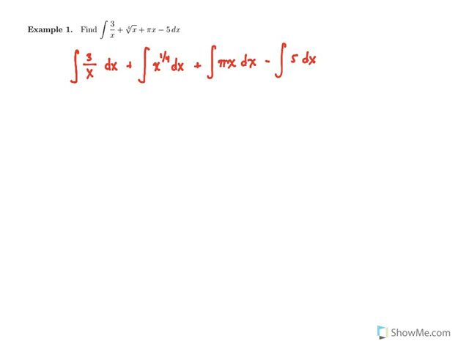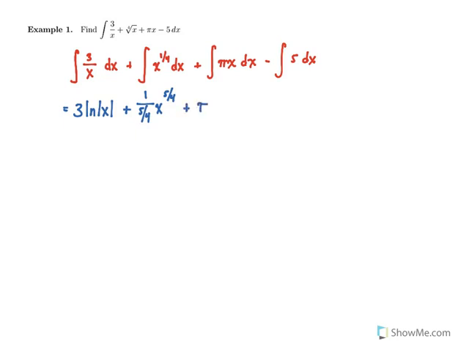So 3 over x, we have this 3 we can bring out in front, and this is going to give us just a 3 natural log of absolute value of x. Remembering the absolute value bars are important. The x to the 1/4 is the reverse power rule, so we are going to increase the power by 1, and we are going to divide by that new exponent 5/4.